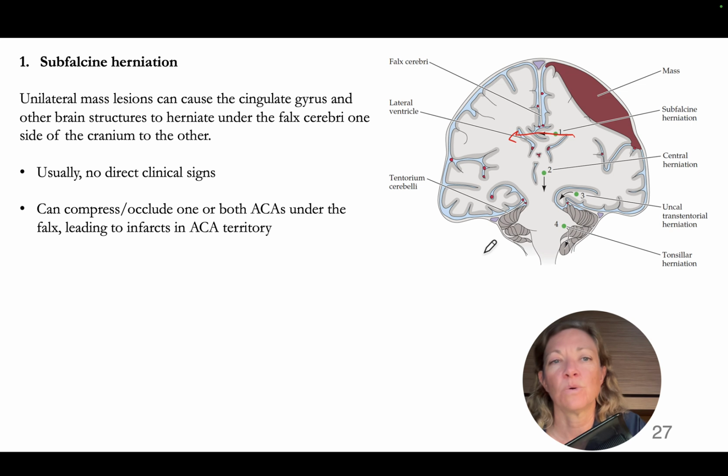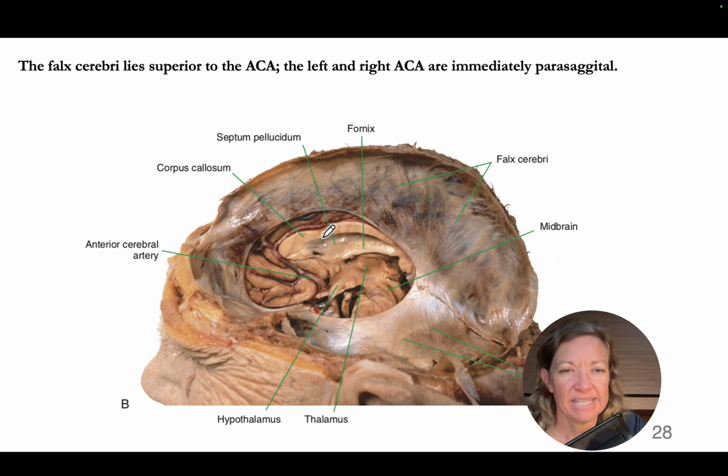However, it can compress or occlude one or both of the anterior cerebral arteries. And if those are compressed, then you have an ischemic infarct in ACA territory. And you can see that on this cadaveric dissection. So here we can see how much space there is, first of all, under the falx cerebri. There it is. And you can see that the falx cerebri is on the mid-sagittal line, obviously, and the left and right ACA are immediately parasagittal to it. So here's the anterior cerebral artery right here, and you can imagine that if brain tissue gets dragged under the falx, it can compress, doesn't always, one or both ACA.